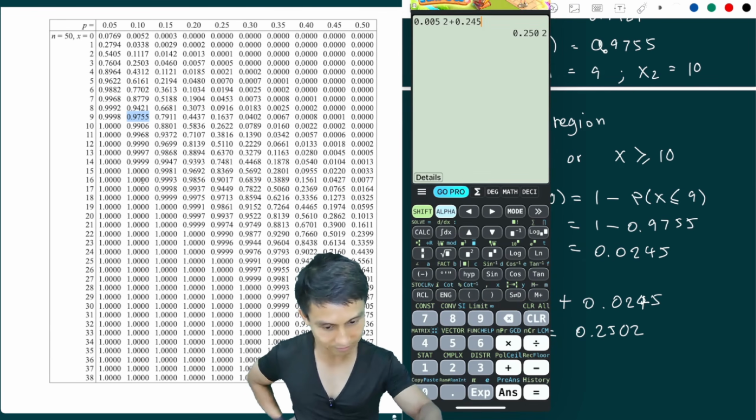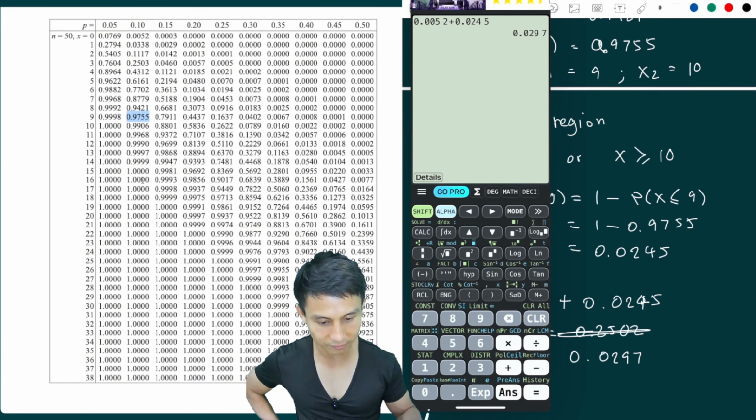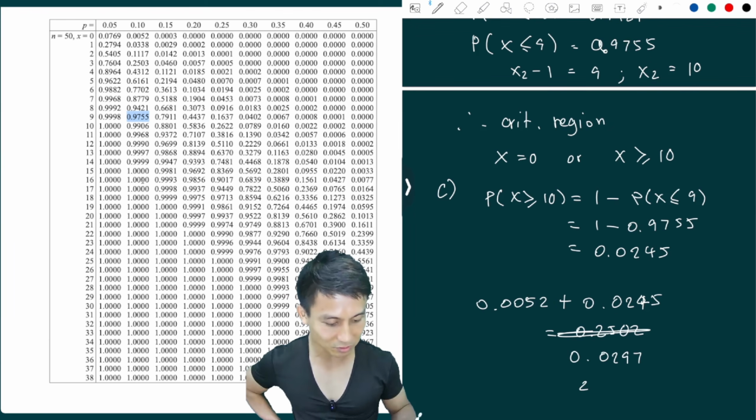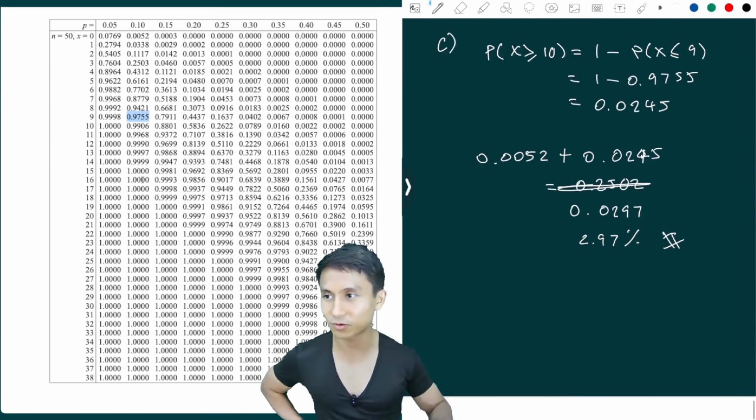Is that right? Oh, no, it's not. This is 0.0245. So that should be 0.0297 instead. Okay? So that's actually 2.97%, the actual level of significance for the critical region.